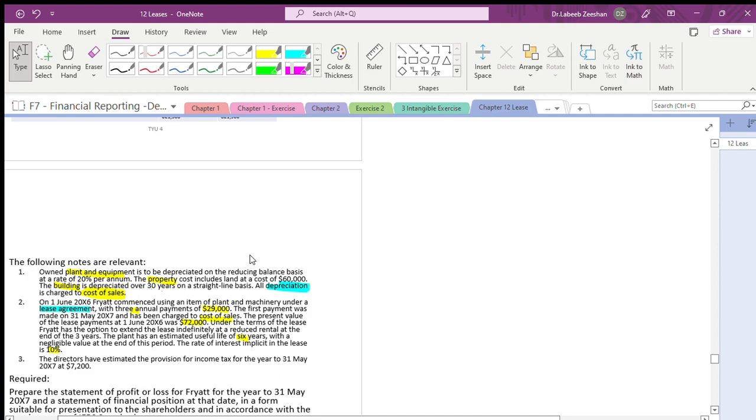Fine. Now, see the things. Annual payments are how much? I will write here. First we will take into consideration this one. Land is 60,000. Fine.